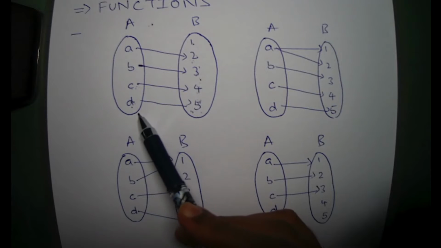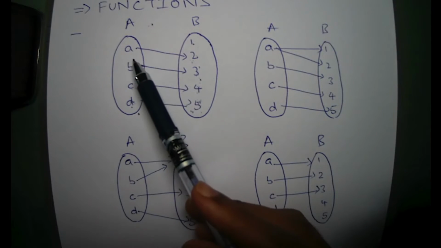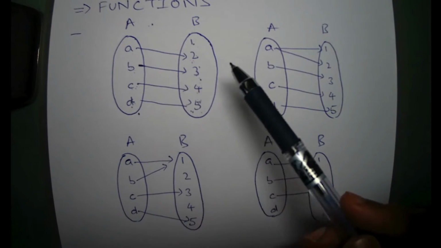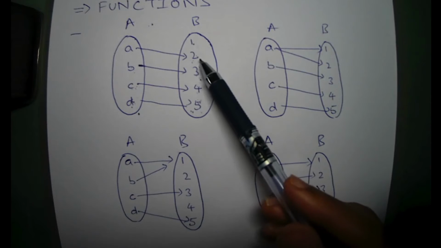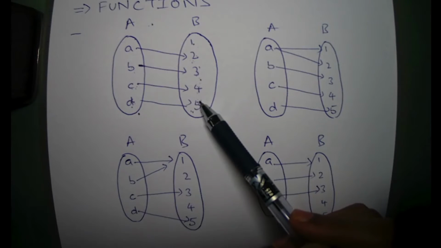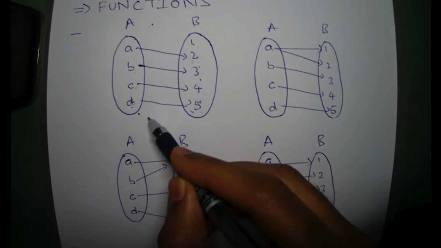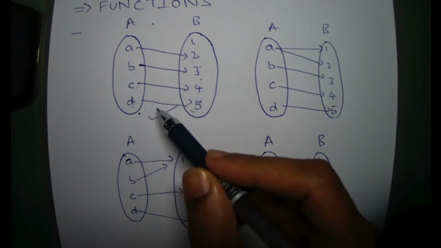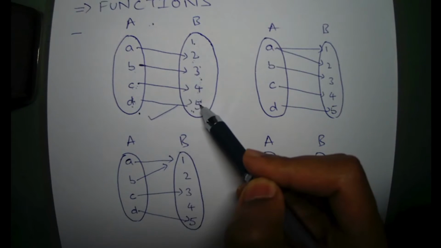Here we can see the first arrow diagram. Terms A, B, C, D have only one image in set B, which are 2, 3, 4 and 5 respectively. So this is a function because all terms have only one image in set B.